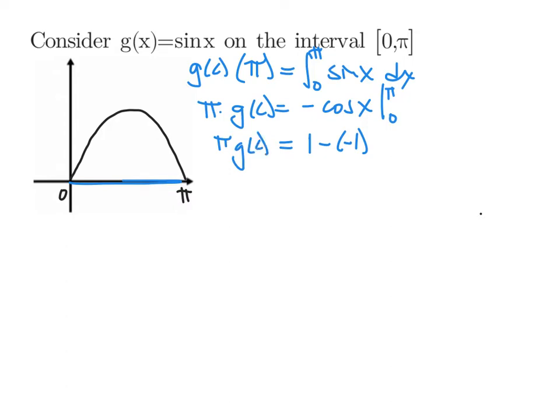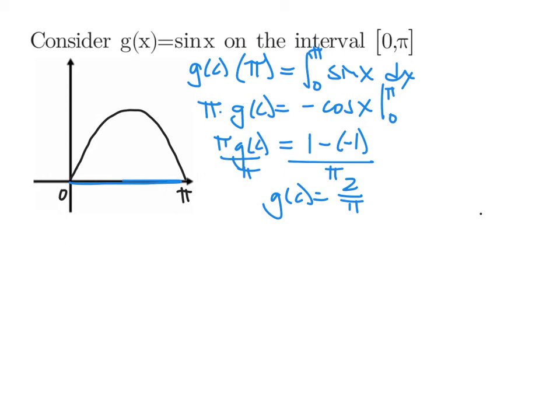So that's going to be 2, and when we divide both sides by pi, g of c is 2 over pi. Now that's not what c is, that's what g of c is. So that's going to actually be the height of that rectangle.